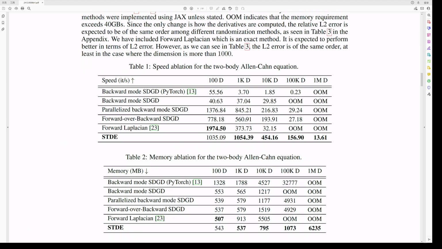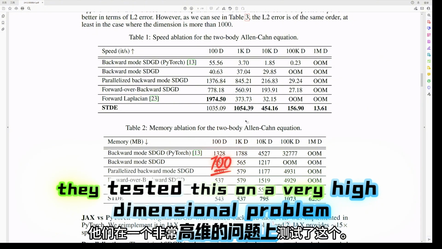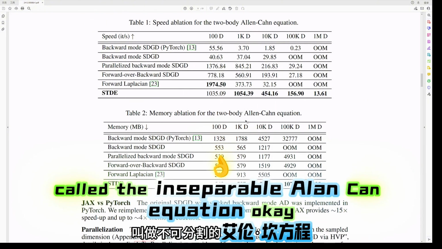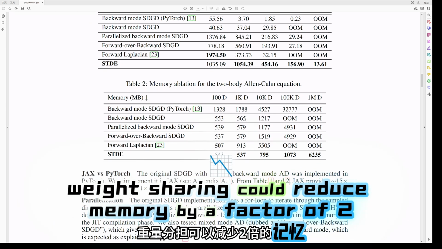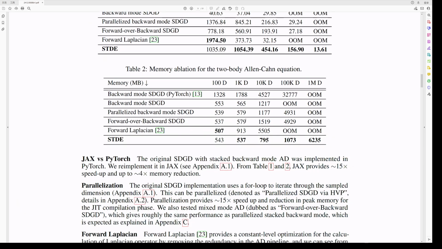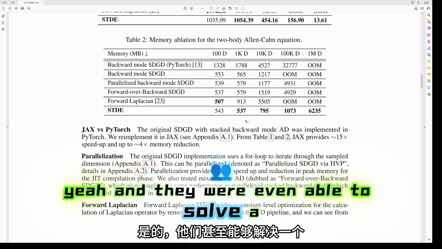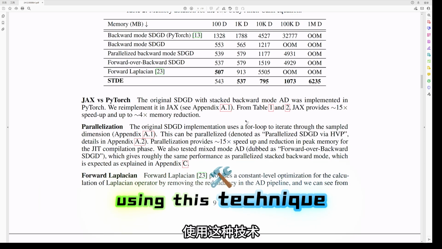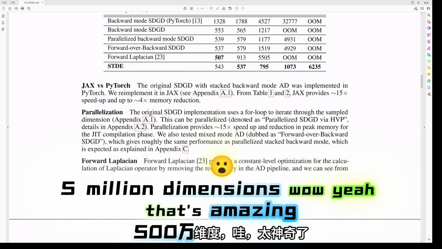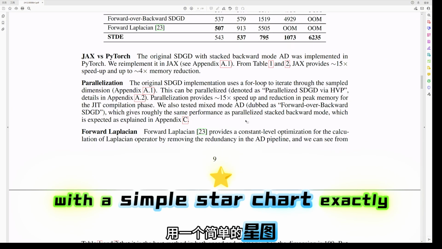Right. Did they test this out? Yes, they tested this on a very high-dimensional problem called the inseparable Allen-Cahn equation. They found that this weight sharing could reduce memory by a factor of 2.5 without sacrificing accuracy. That's incredible. They were even able to solve a 5 million dimensional PDE using this technique. 5 million dimensions, wow, that's amazing. It's like we're exploring the universe with a simple star chart.